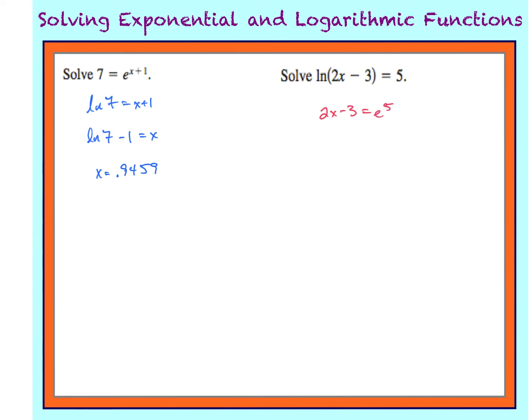And then how do I start solving for x? We can do these 2 steps at once. We add 3 and then divide by 2. So now I have x is equal to e to the 5th plus 3, all over 2.